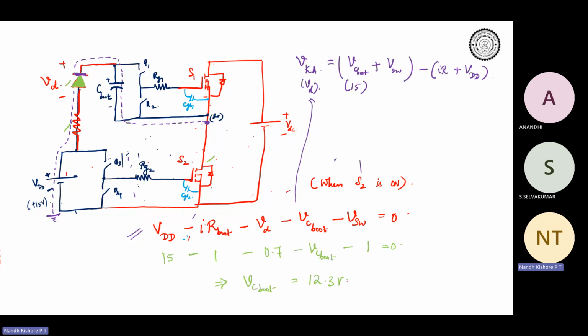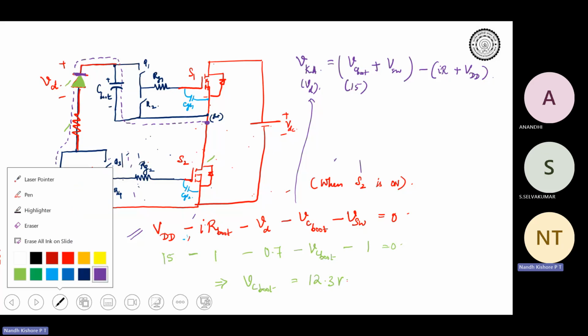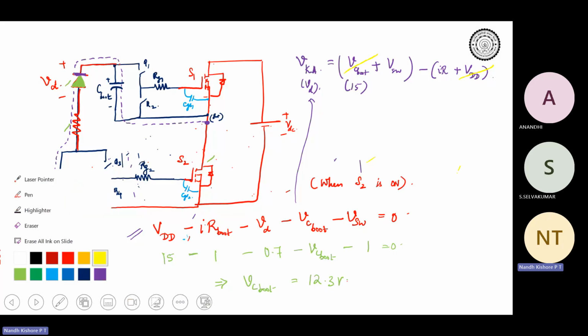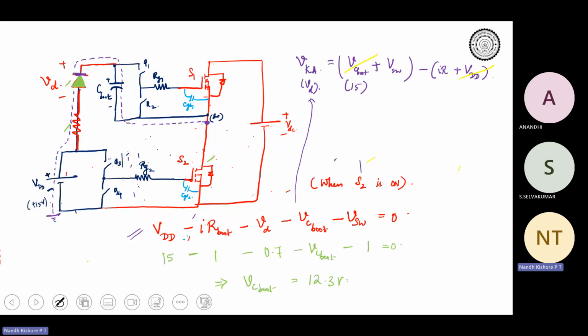Okay. So now you see that VC boot is almost 15 volt and VDD is also 15 volt. Almost same, right? So I will cancel out VC boot and VDD. So what you are left with is V switching node minus IR. So your switching node can vary between VDC and 0. So for the worst case rating, we will take VDC and IR is very small.